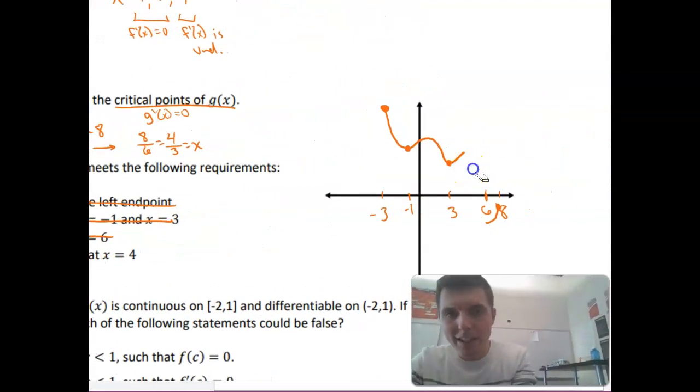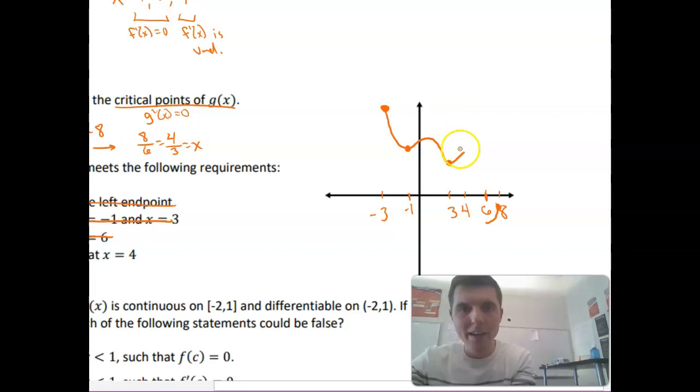So I'm going to erase this section. Here's 4. What if we just say, oh, rats. Didn't want to do that. What if we just say this is now a sharp point? And it can still get to its absolute minimum at 6.